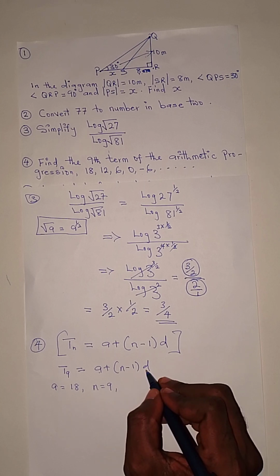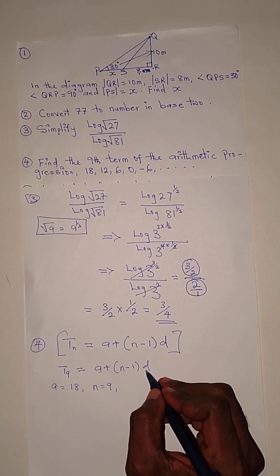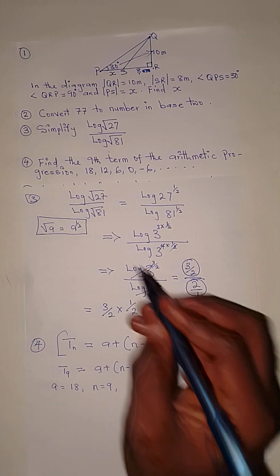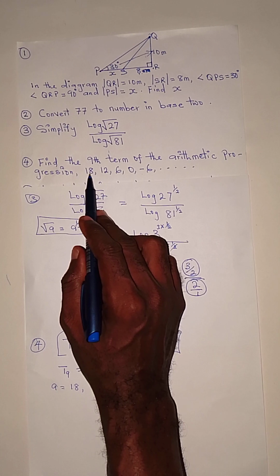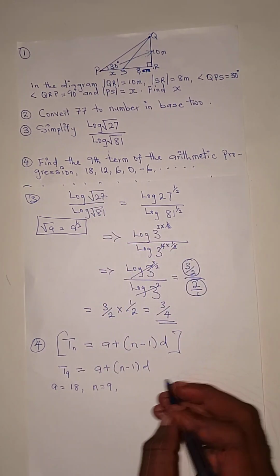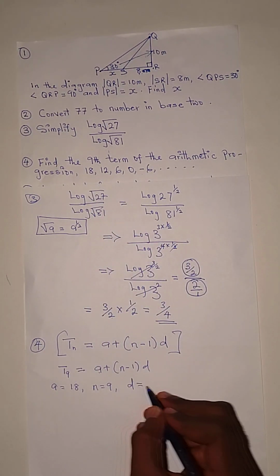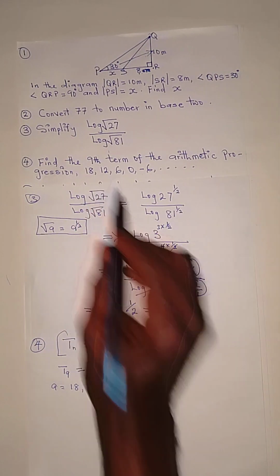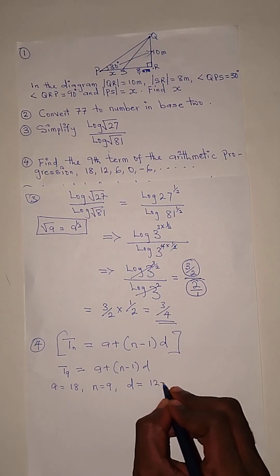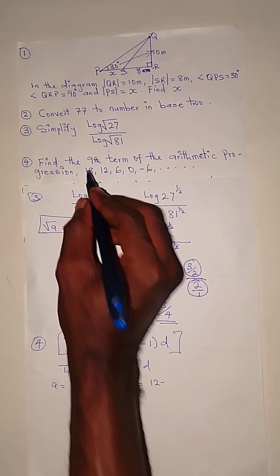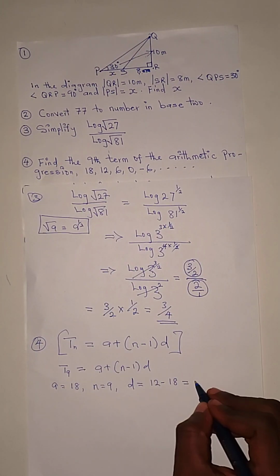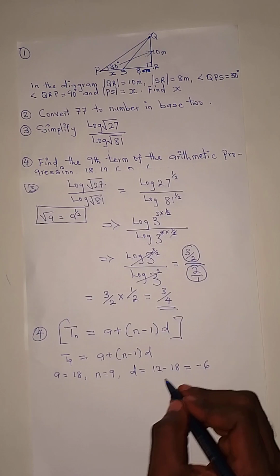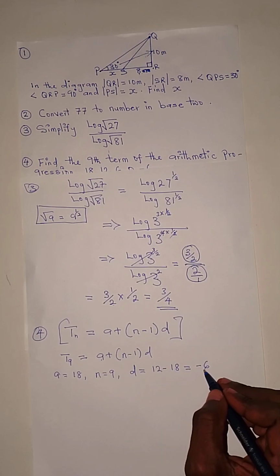Then what about this d? D is the common difference. So how do you get the common difference of an AP? By saying the second term minus the first term. So the common difference is going to be second term is 12. So that will be 12 minus the first term is what? 18. So 12 minus 18, that will be minus 6. So the common difference is minus 6.